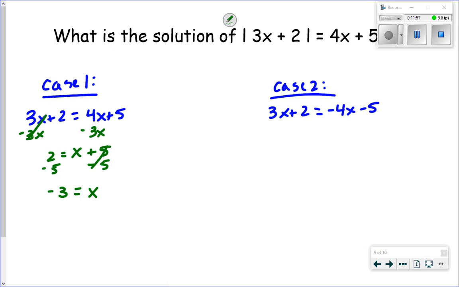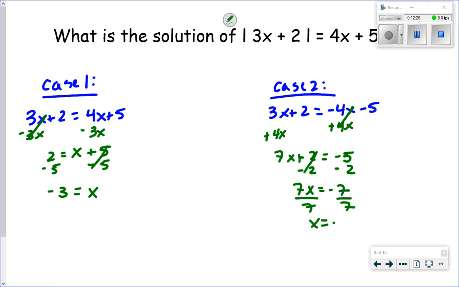Okay, case 2, I have 3x plus 2 equals negative 4x minus 5. So I'm going to start and I'm going to move this negative 4x over. So I'm going to add 4x to both sides. So 7x plus 2 equals negative 5. Okay, I need to work on getting the x by itself, so I need to subtract 2 from both sides. Negative 5 minus 2 is negative 7. And then I need to divide by 7 on both sides. x equals negative 1.